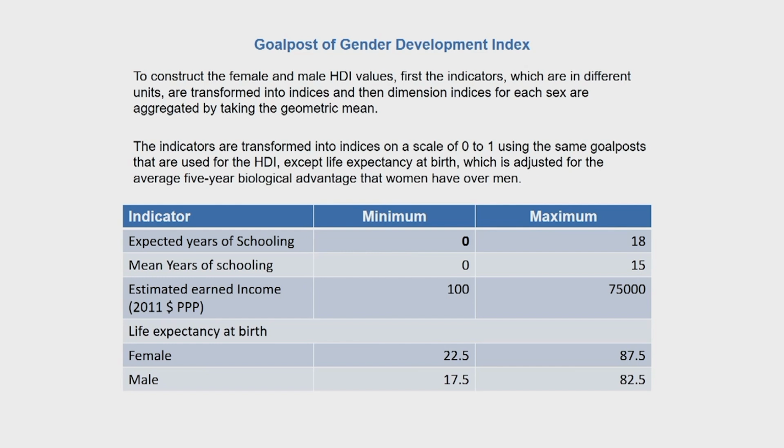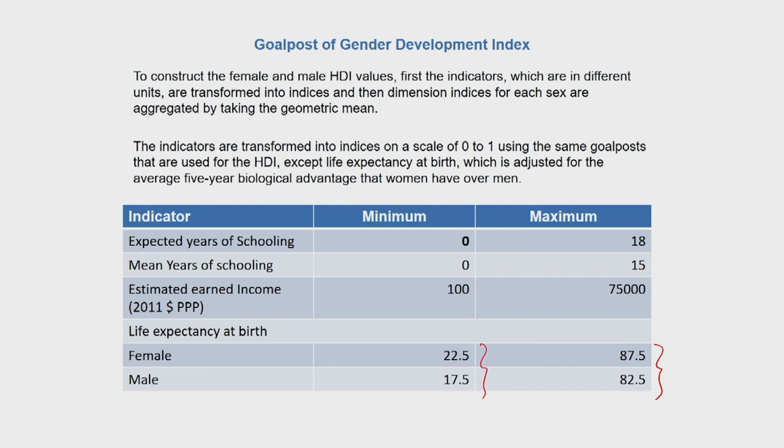And in the context of life expectancy at birth for male and female population that I just discussed, note the goalposts for male and female life expectancies. The goalposts are relatively higher for females than males. So in the minimum, females live on an average 5 years more than that of males, and in the maximum also the number of years by which the female population is supposed to live longer than male is just about 5 years.